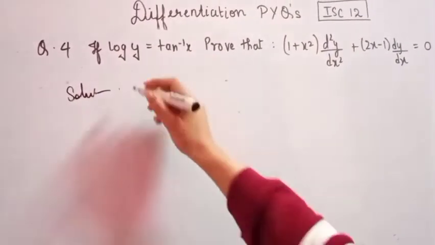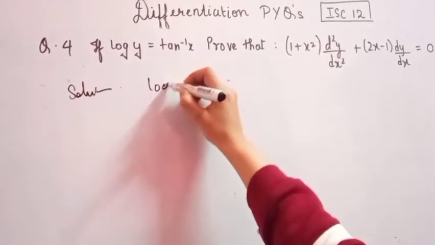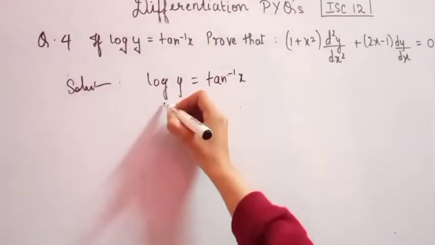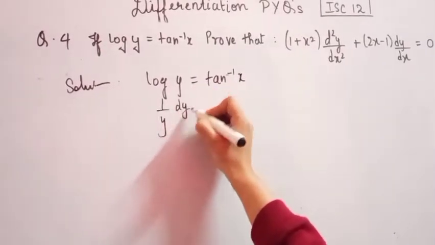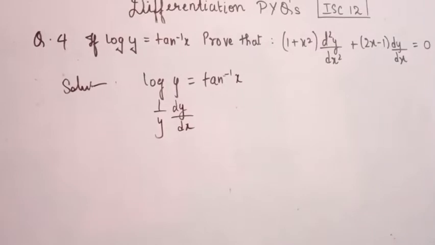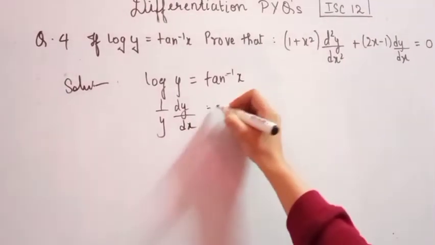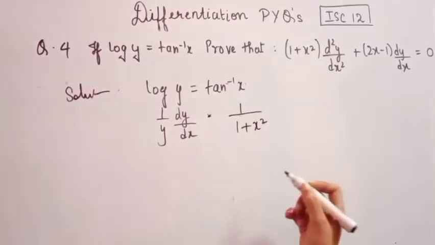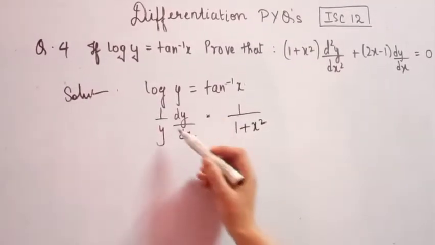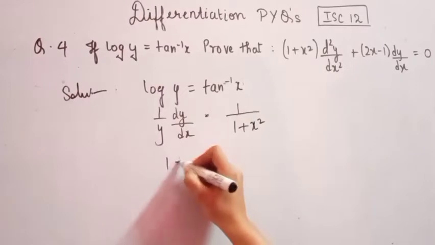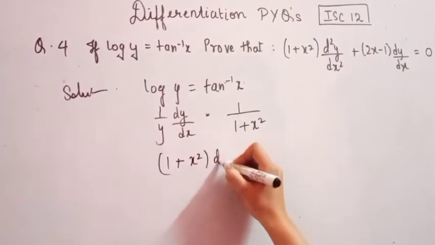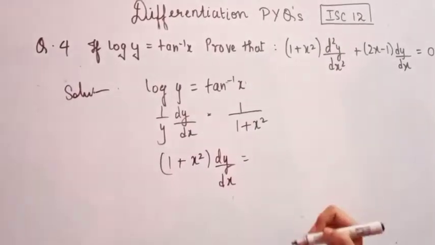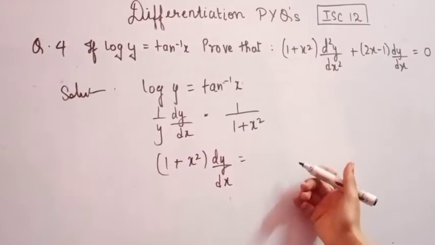We have to differentiate log y equals to tan inverse x with respect to x. This becomes 1 by y dy by dx. It's really important to write dy by dx. Sometimes you tend to forget it, but don't forget. Now this is 1 upon 1 plus x square. The next step is to take these terms on the numerator by multiplying. It becomes 1 plus x square dy by dx. It is better to multiply these terms so that further the steps are not complicated or intricate.